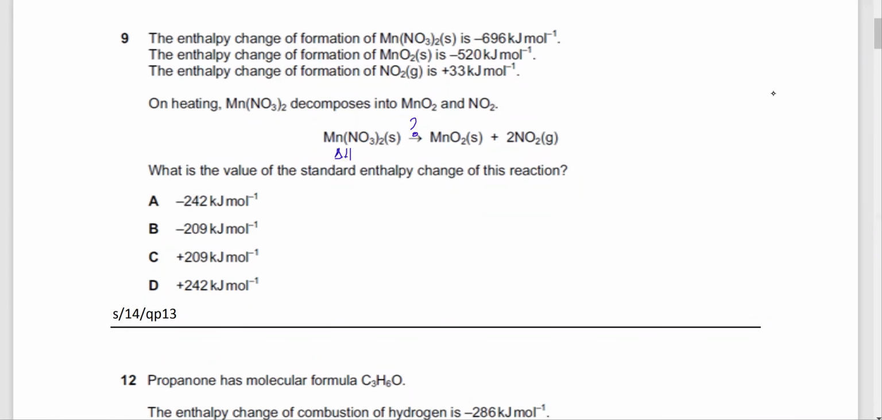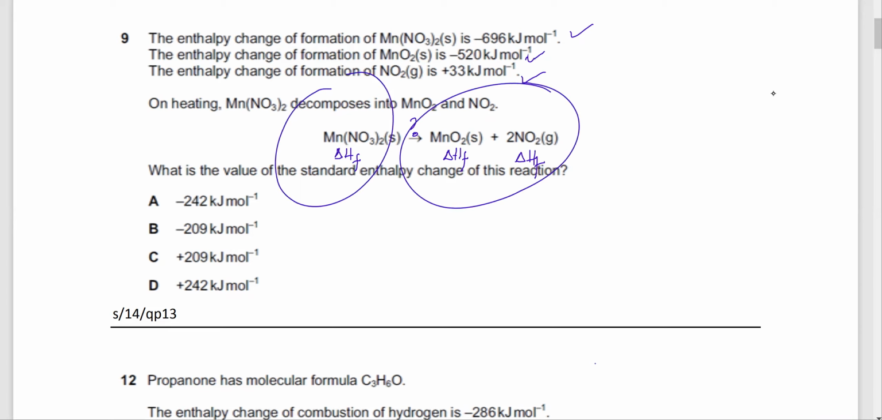But in most of these questions, the formula is easily applicable. You have the enthalpy of formation of MnO2 as well, and you have the enthalpy of formation of NO2 as well. So you can easily solve this question. The expression would be products minus reactants again. So the product is minus 520. The other product is 33 times 2. Add them up. These are my products. Minus my reactant, which is minus 696. That's going to give me my answer.